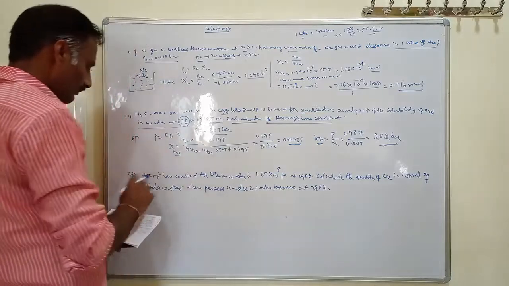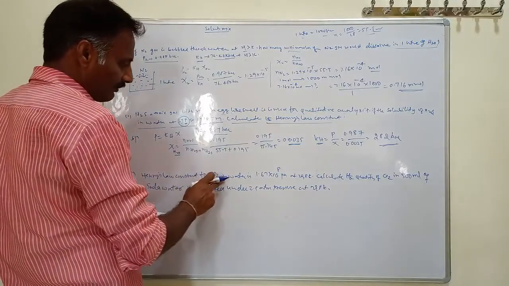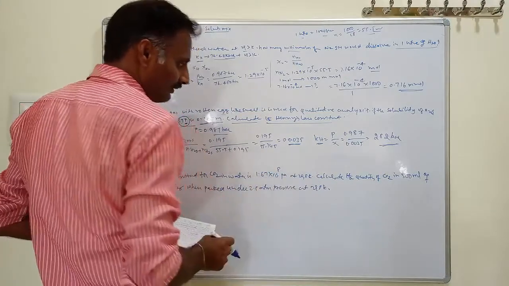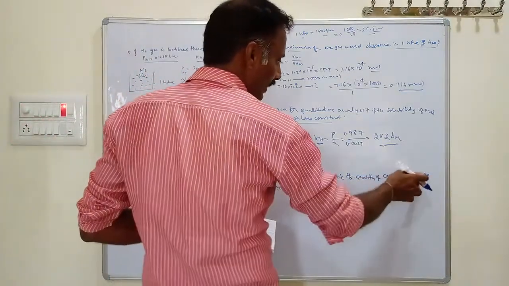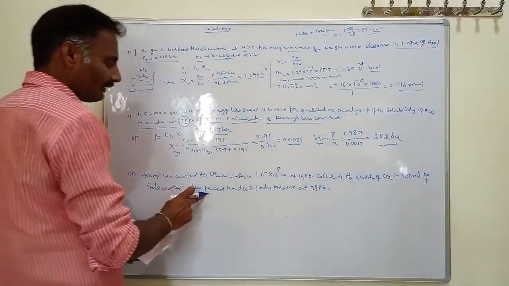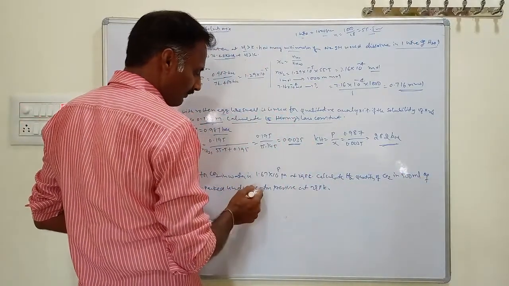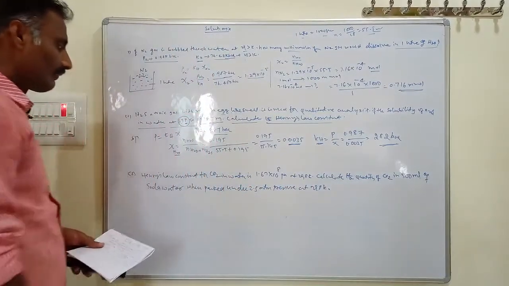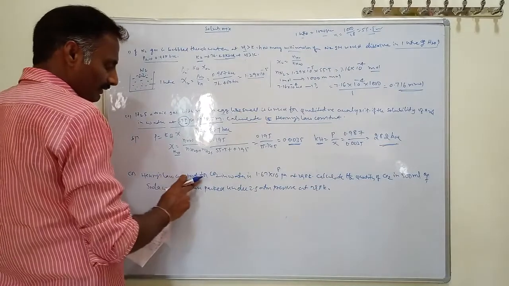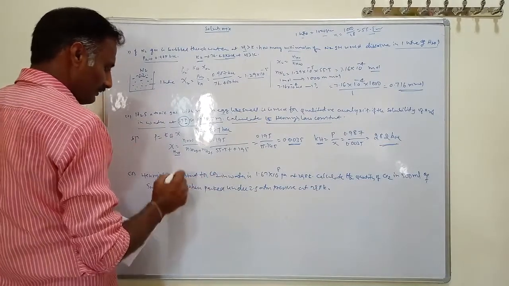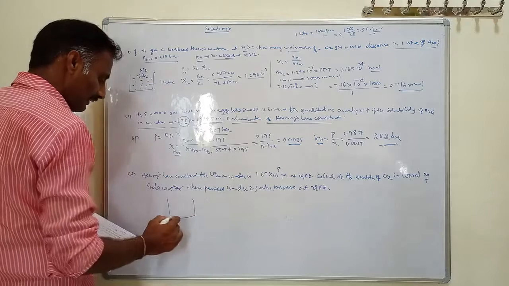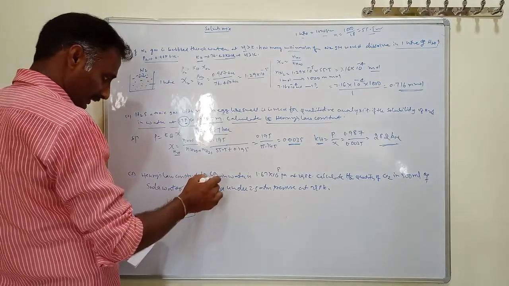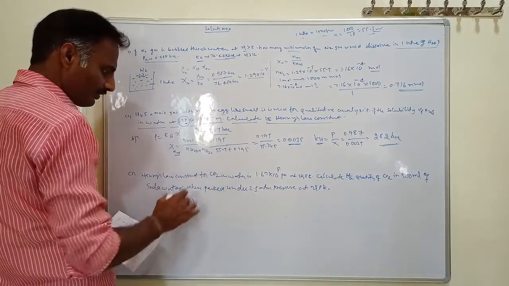Then the third one: Henry's law constant for CO2 in water is 1.67 times 10 to the power of 8 Pascal at 298 Kelvin. Calculate the quantity of CO2 in 500 ml of soda water when packed under 2.5 atmosphere pressure at 298 Kelvin. Here this is a vessel, a soda water bottle, containing CO2 in water.